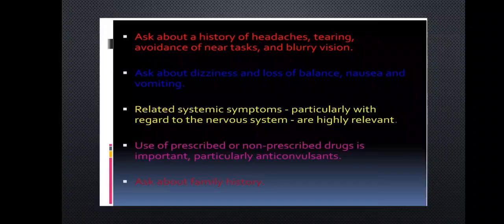Then ask the history of headaches, tearing, avoidance of near tasks, and blurry vision. Ask about dizziness and loss of balance, nausea and vomiting. Asking about related systemic symptoms, such as those relating to the nervous system, is highly relevant. Then ask the history of prescribed or non-prescribed drugs, which is important, particularly anticonvulsants. Then ask about the family history.